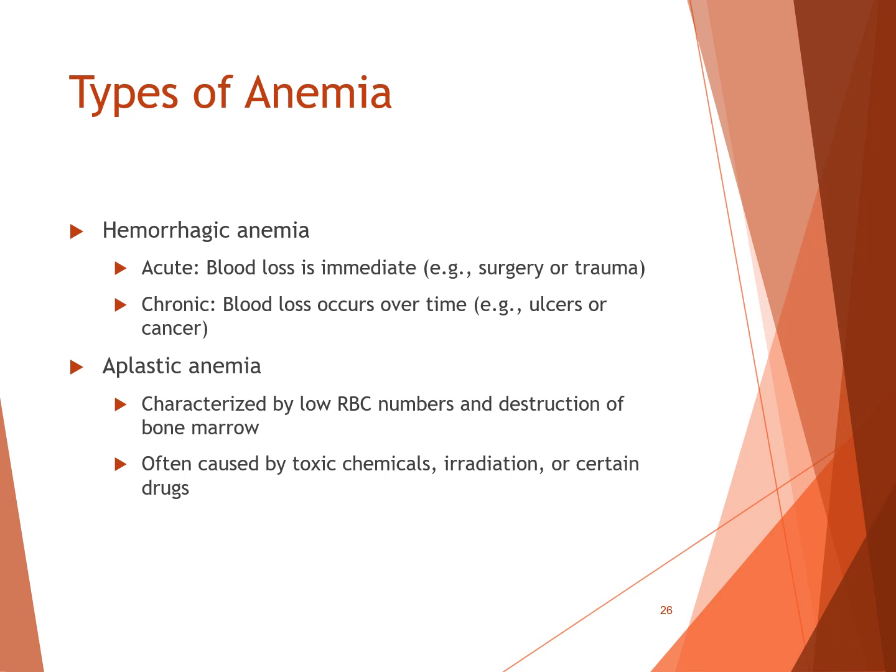Oftentimes, the cause of this is environmental, where somebody has been exposed to toxic chemicals at high doses over a long period of time, such as benzene, mercury, or irradiation. How do we cure this? The way we cure it, or help to alleviate aplastic anemia, is through bone marrow or stem cell transplants.